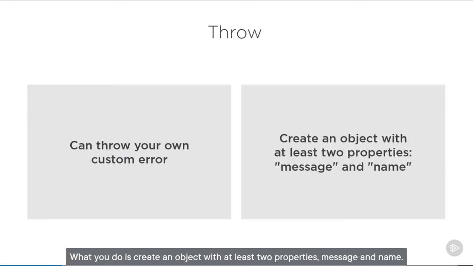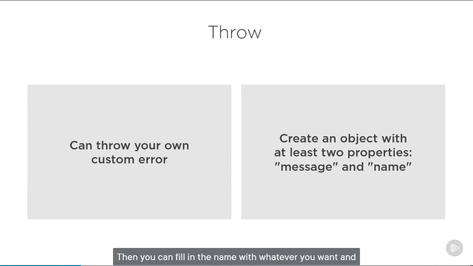What you do is create an object with at least two properties, message and name. Then you can fill in the name with whatever you want and the message with whatever you want. And the message could even be like what file you're in, what function you're in, what object you're in, and include other properties of the object even that you happen to be in. There's all sorts of things you can do with this custom error object.